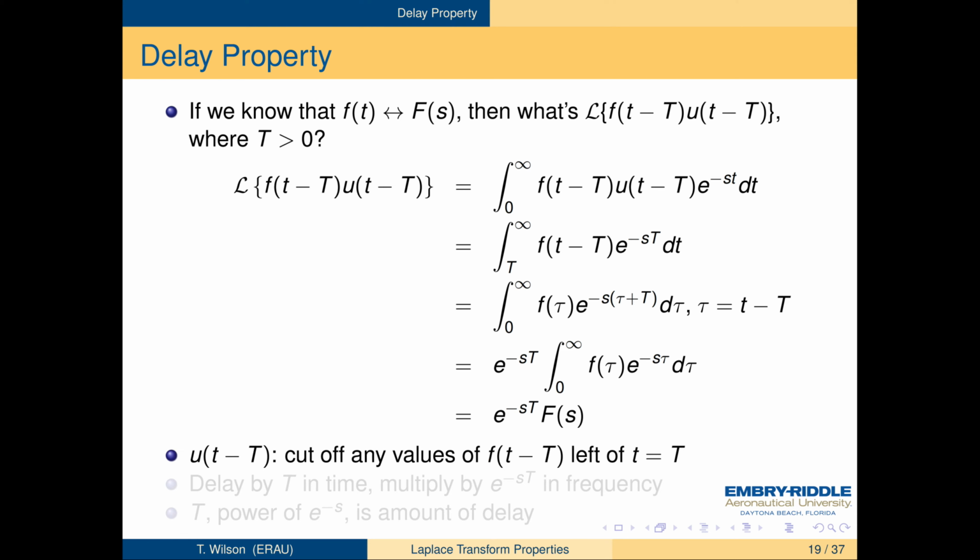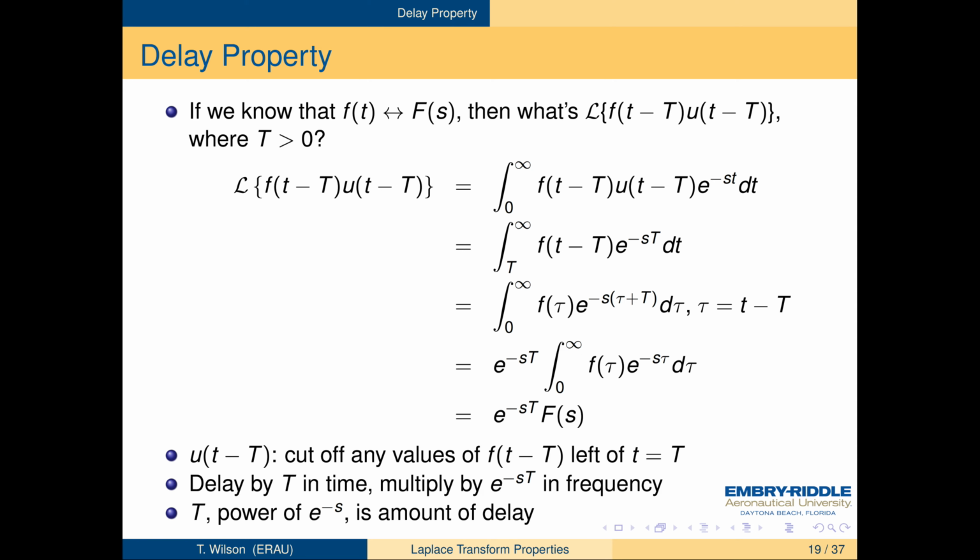We had to multiply our shifted waveform by u of t minus capital T because we didn't use any information prior to t equals 0 in our Laplace transform. We see that when we delay in the time domain by capital T units, the Laplace transform gets multiplied by e to the minus s capital T. We can think of that as e to the minus s raised to the capital T power, and capital T is the amount of delay.